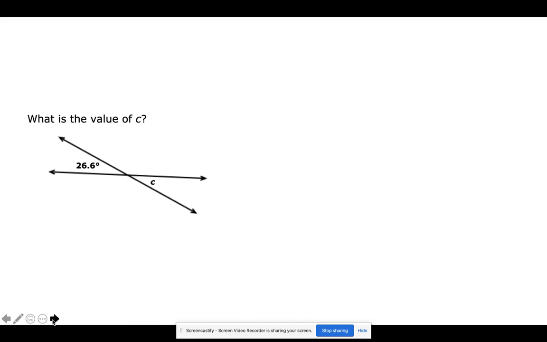Likewise, in the next diagram here, what is the value of C? These 2 angles are vertical angles. If they're vertical angles, they're congruent. You would say they're 26.6 degrees because they are congruent.